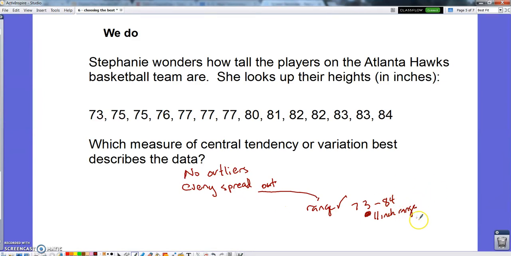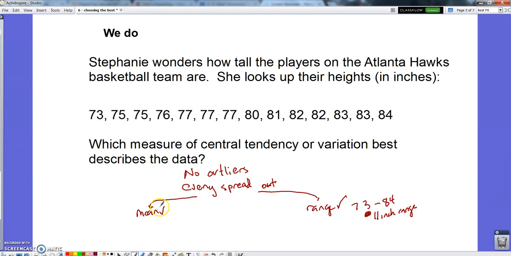The Hawks, there's about a foot difference between the shortest guy and the tallest guy, and everybody is in between. That's a pretty good way to describe that data. Also, when there's no outliers and everything's evenly spread out, mean is usually pretty good.